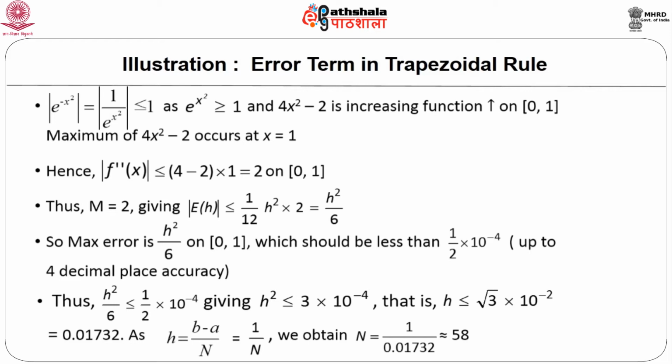into 10 raised to minus 4, which on calculation gives h square is less than or equal to 3 into 10 raised to minus 4. So, h is square root 3 into 10 raised to minus 2, that is 0.01732. And so, n is 1 by h, and that gives the value 1 upon 0.01732, approximately equal to 58. So, this implies that the number of subdivisions should be at least 59 or more safe to be 60 to ensure 4 place decimal accuracy.